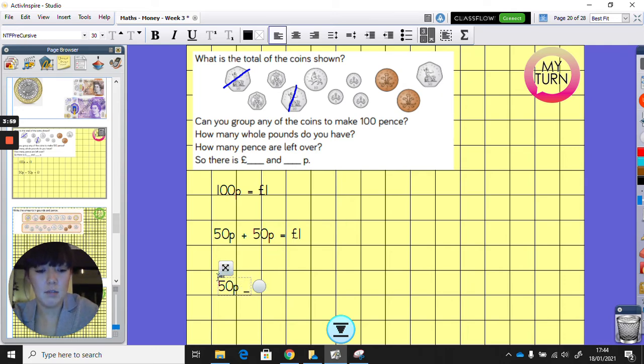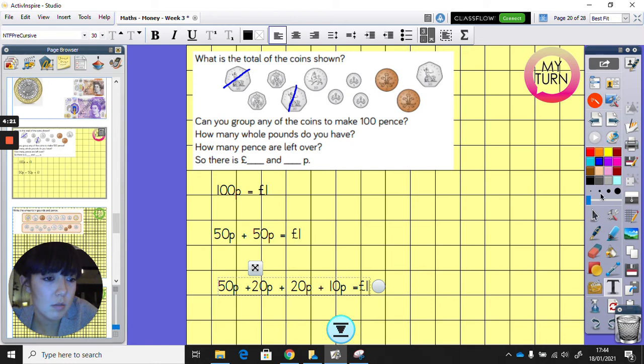50p add, and then I think I'm going to add the next amount of money, so the next biggest, so the 20p's. So 50p add 20p is 70p, isn't it? Add another 20p would be 90p, and then if you add this 10 as well, that's going to equal 100p. So remember, what is 100p? It's the same as £1.